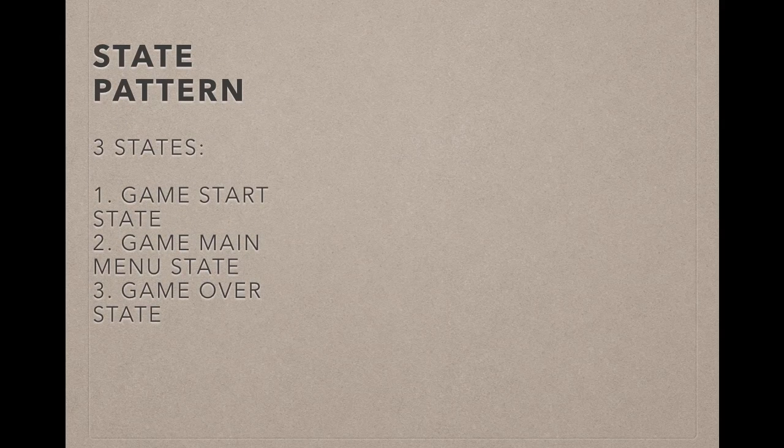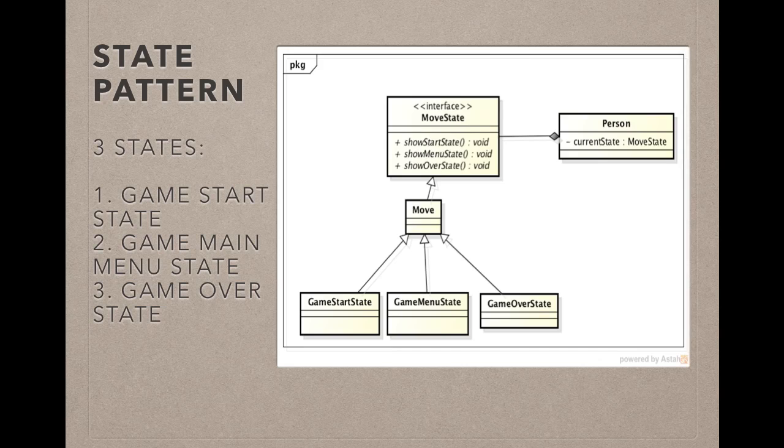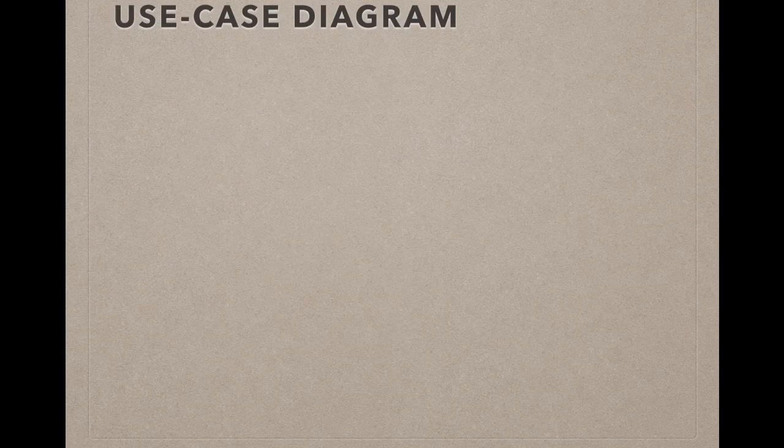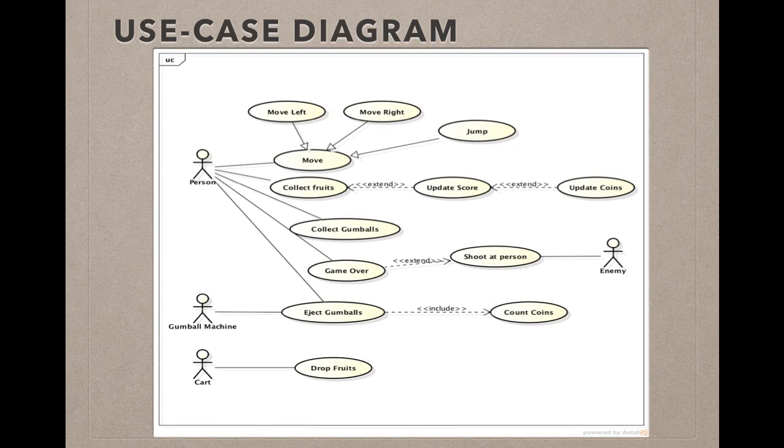So when talking about the state diagram, we basically have 3 states in the game. There is a game start state, game main menu state and game over state. So you can see the person class maintains the current state pointer to the current state, and the state interface has 3 methods: show start state, show menu state and show over state. Each of the subclasses implements the methods as needed, and this is the use case diagram for the game. So let's go ahead and let me show you the demo.